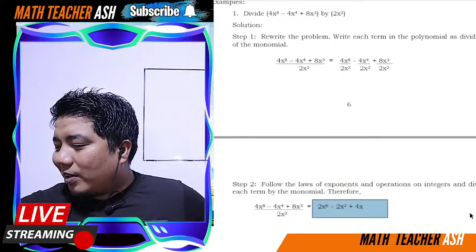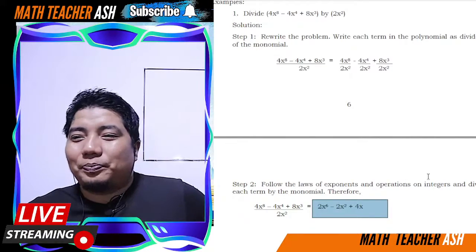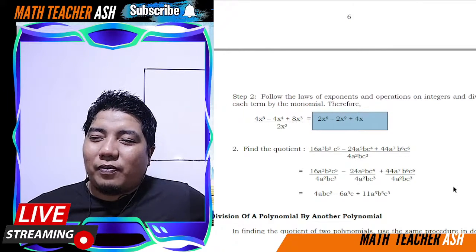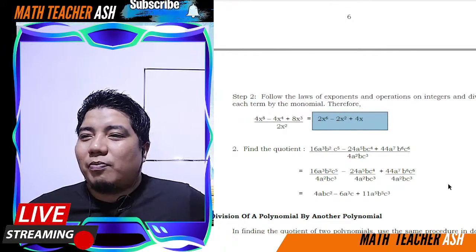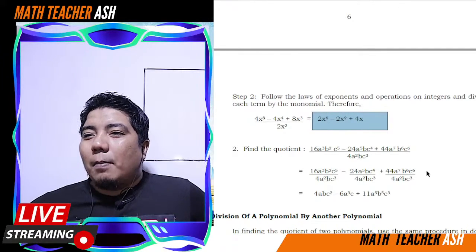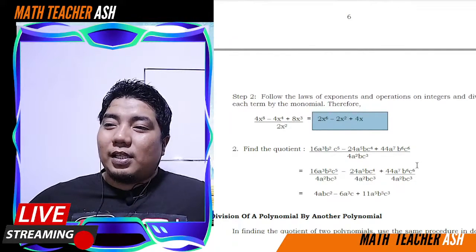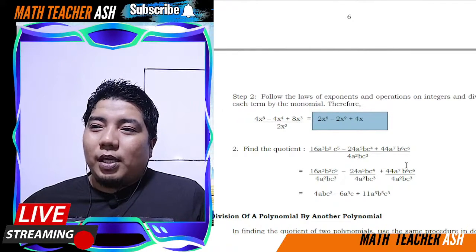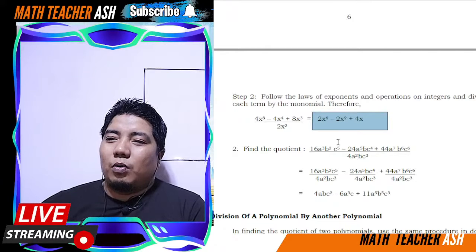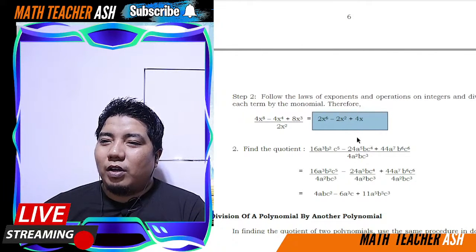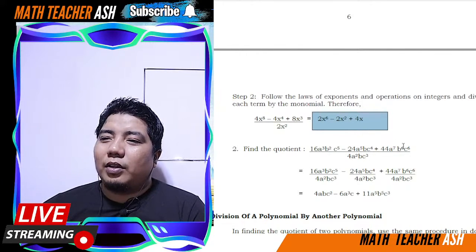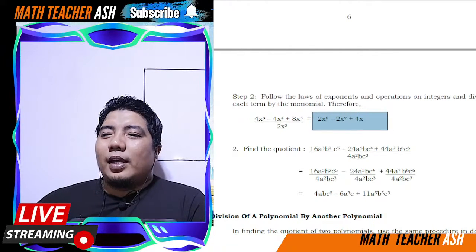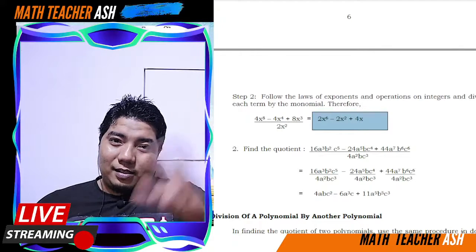Easy, right? Okay, so now let us continue. How about this one? So we have 16a cubed b squared c to the 5 power minus 24a to the 5th b c to the 4th power plus 44a to the 7th b 6 c to the power of 6. Okay, divided by 4a squared b c cubed. Okay, so of course, ito divide dito, ito divide dito, ito divide dito. Okay, so ito na yun. Sa isa, solve them each.